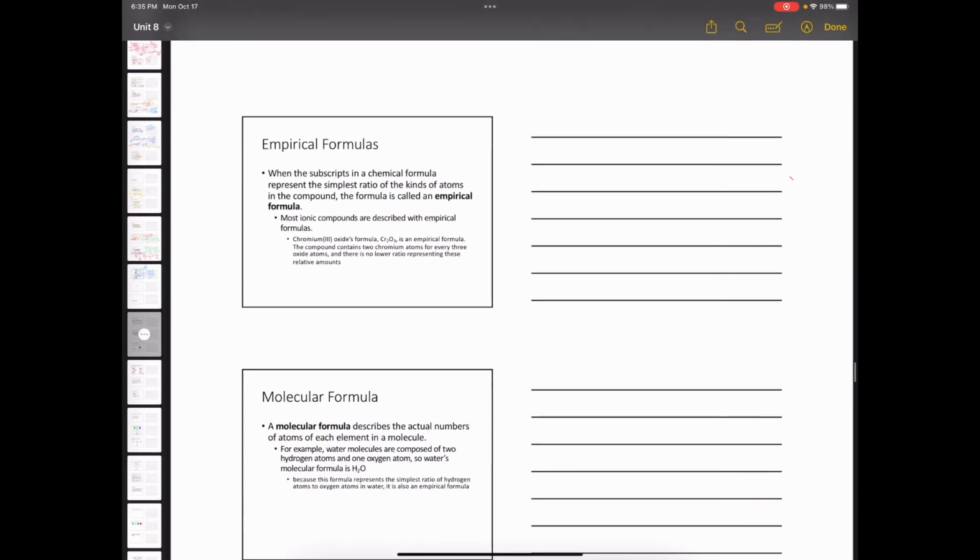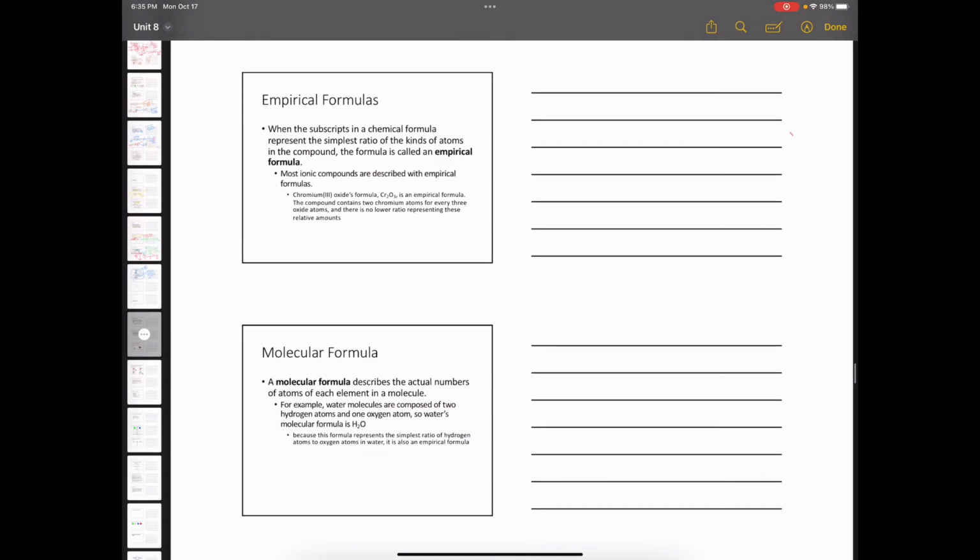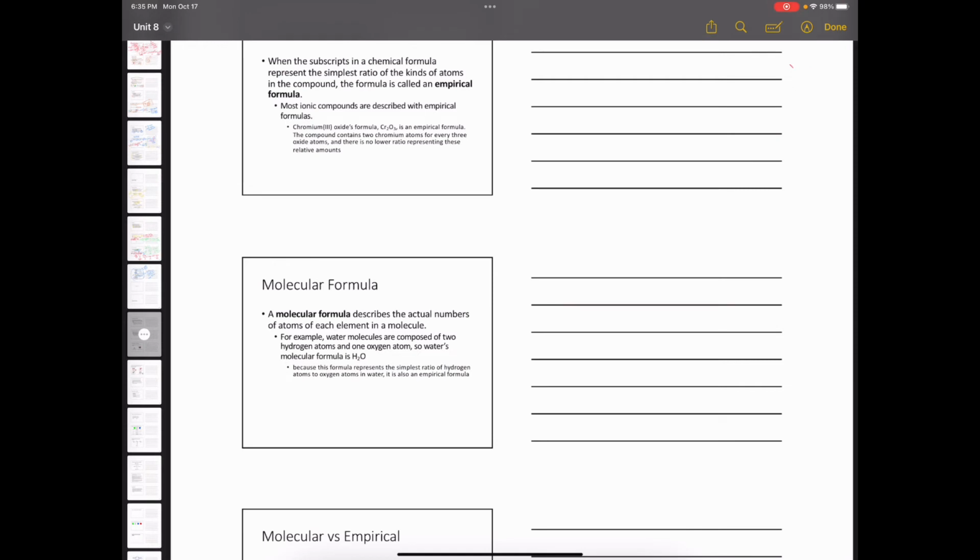What the empirical formula means is that the subscript in the chemical formula represents the simplest ratio of the kinds of atoms in that compound. So the empirical formula is a representation of the simplest ratio of these atoms for that specific chemical compound. It is the simplest ratio, not the actual representation of every count of every atom within that chemical formula. Most ionic compounds are described with their empirical formulas. That's something to keep in mind.